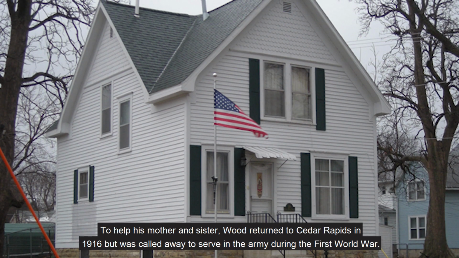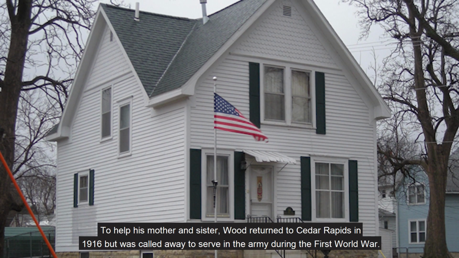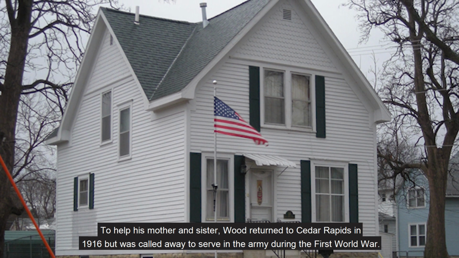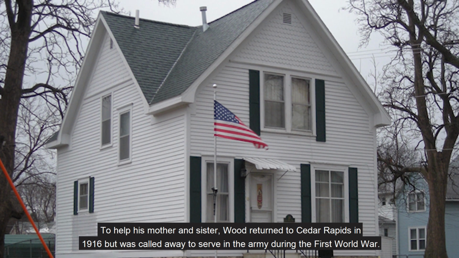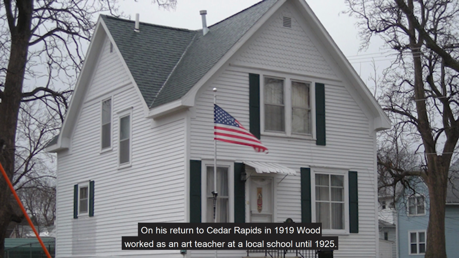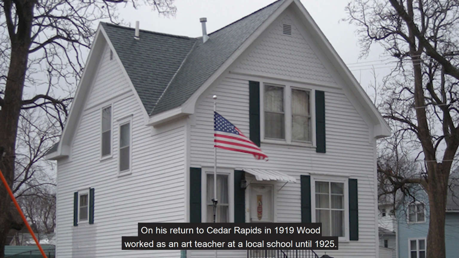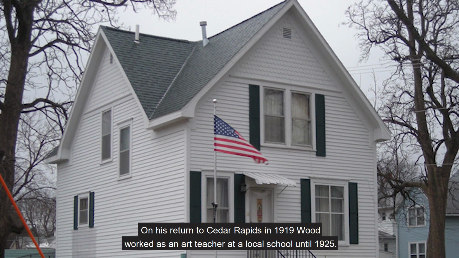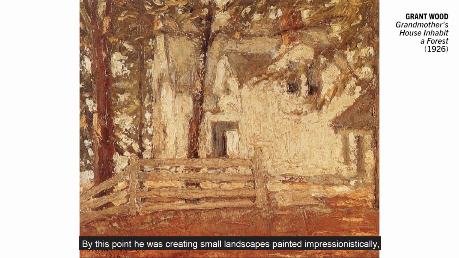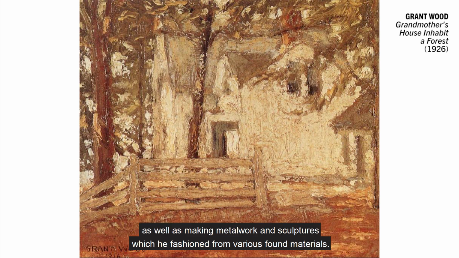To help his mother and sister, Wood returned to Cedar Rapids in 1916 but was called away to serve in the army during the First World War. On his return to Cedar Rapids in 1919, Wood worked as an art teacher at a local school until 1925. By this point, he was creating small landscapes painted impressionistically, as well as making metalwork and sculptures which he fashioned from various found materials.